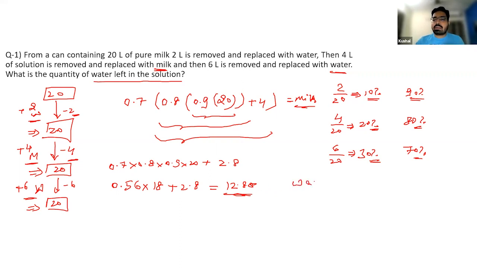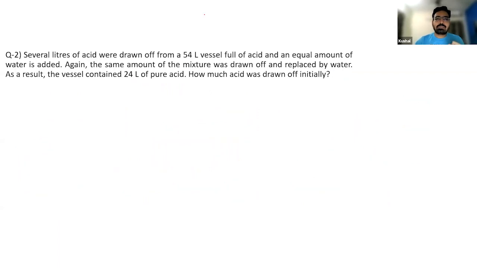So what will be the quantity of water? The quantity of water will be 20 minus 12.88, which is 7.12 liters of water left over, and 12.88 liters of milk will be left over after doing all of these steps. So 7.12 will be the answer for this question. Let's move on. Let's look at question number 2. Take your time, try this out. Another minute and a half's time.